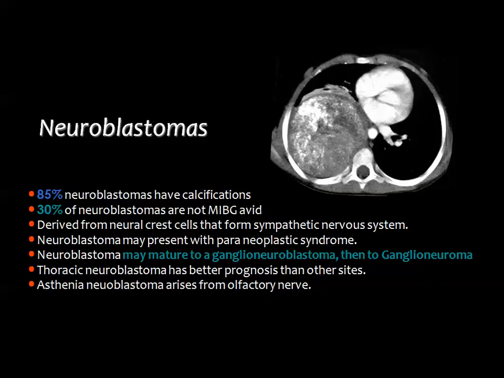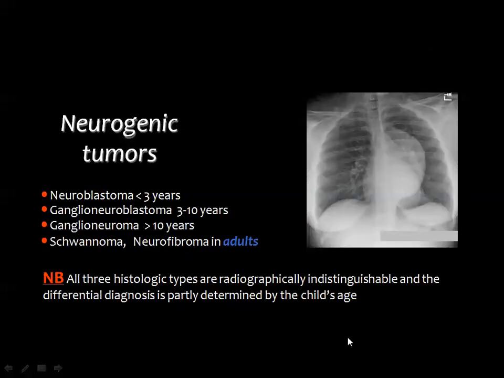Neuroblastoma may mature to a less aggressive form, which is known as ganglioneuroblastoma, then to a benign form, which is known as ganglioneuroma. These are the neurogenic tumors seen in the pediatric and adult population. Below the age of 3 years, a posterior mediastinal mass is suspected to be a neuroblastoma. Between 3 and 10 years, you consider the possibility of ganglioneuroblastoma. Above the age of 10 years, consider the possibility of the benign form, which is ganglioneuroma.